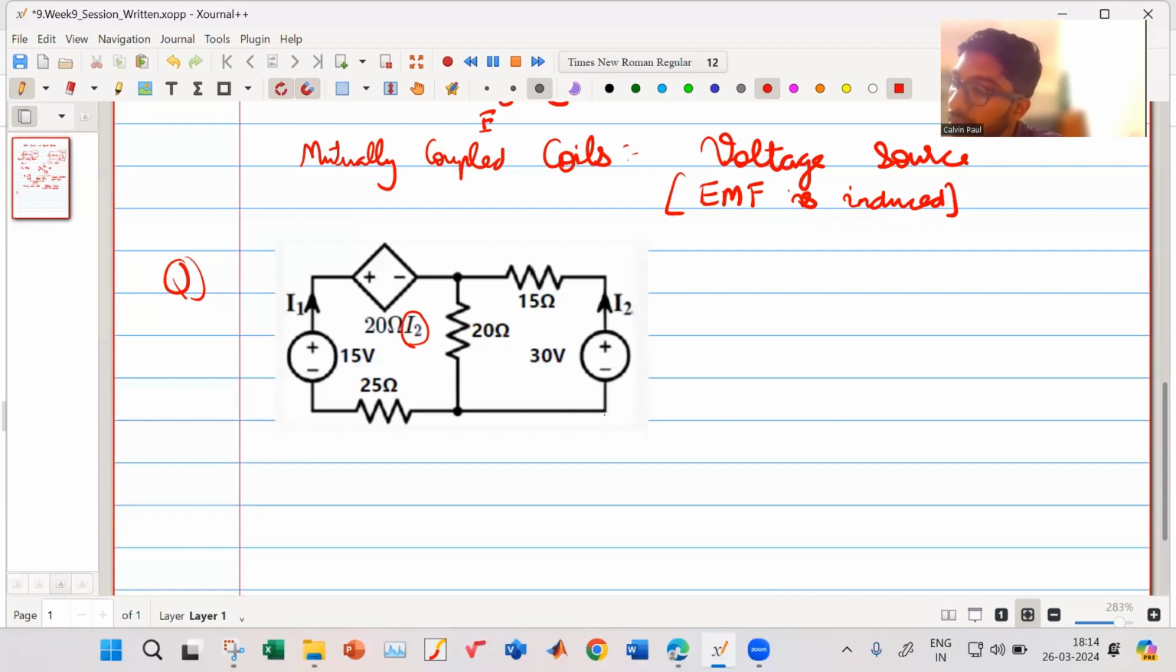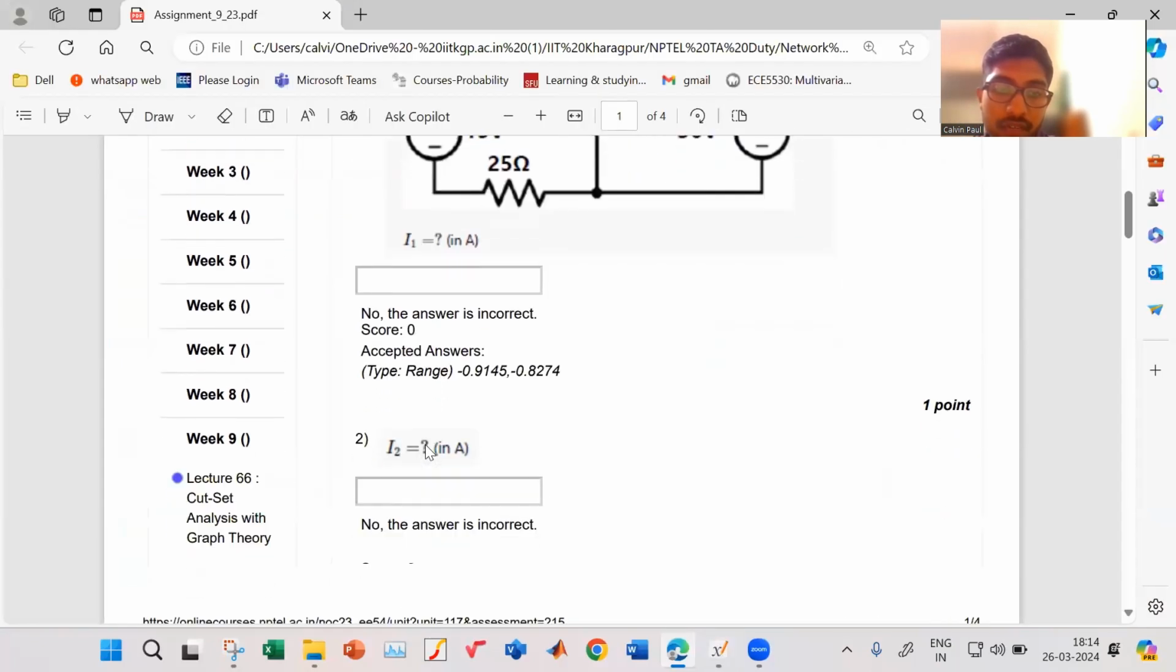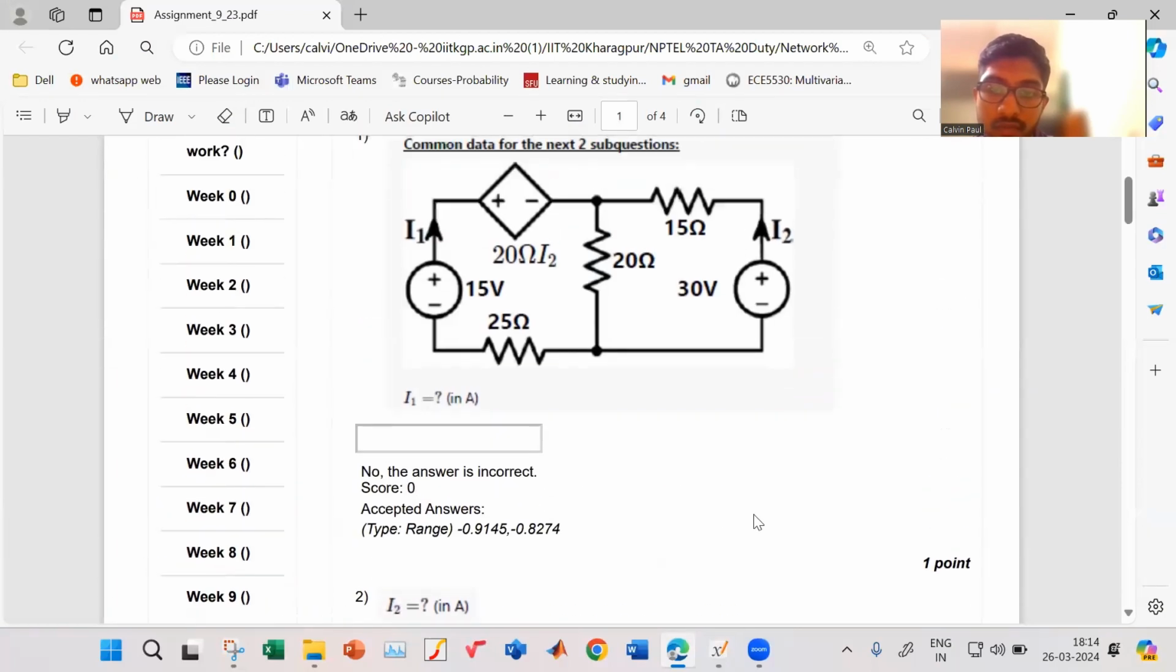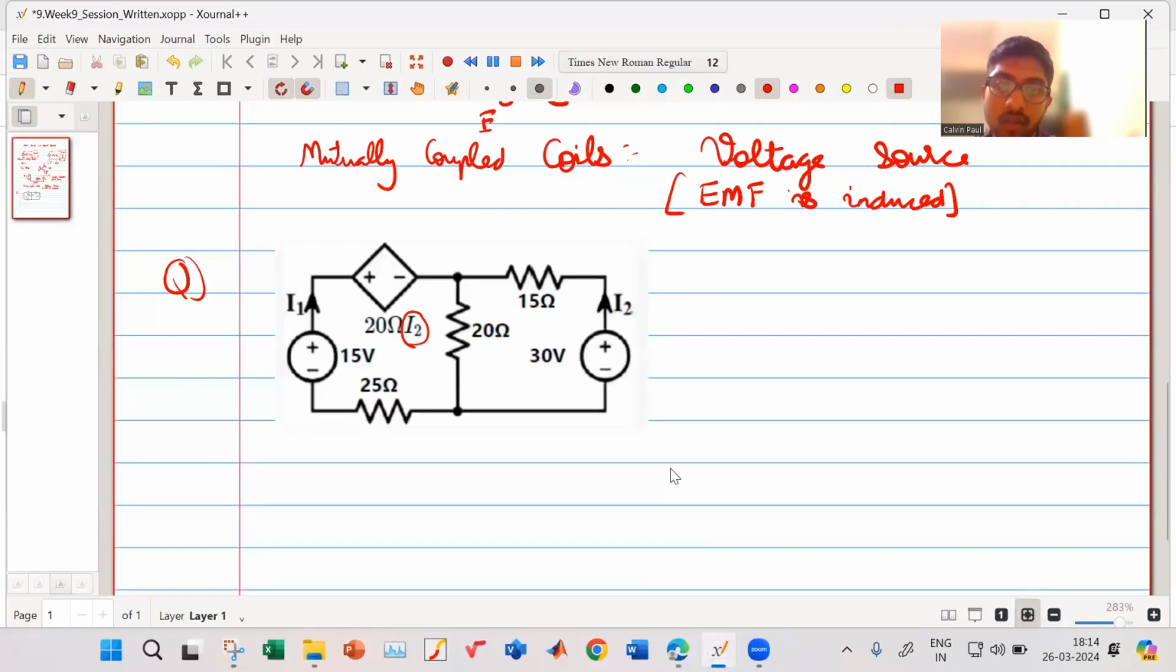Okay, so now what does the question say? They want us to find I1 and I2. Which is the easiest way, according to you, to solve this sum? Should I do mesh analysis or nodal analysis? Nodal.